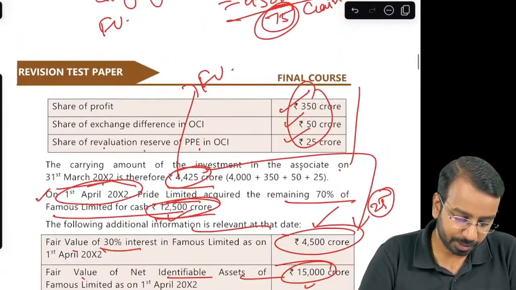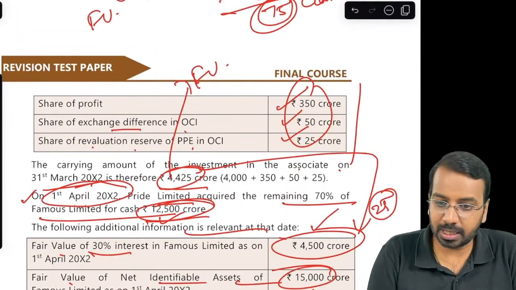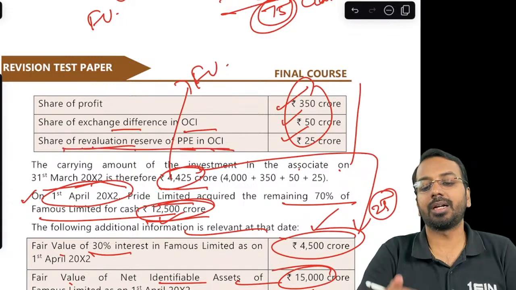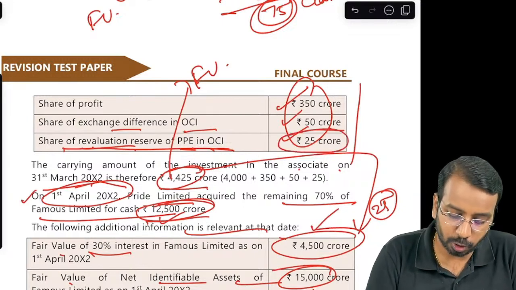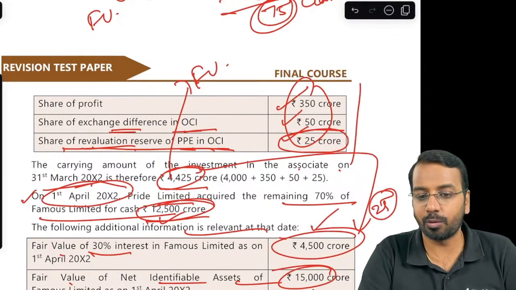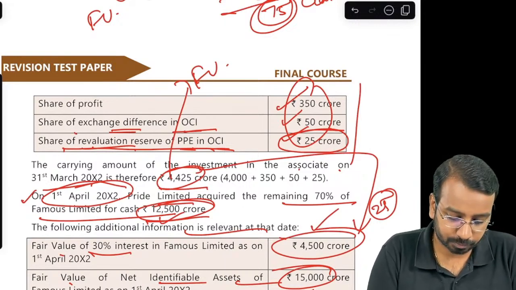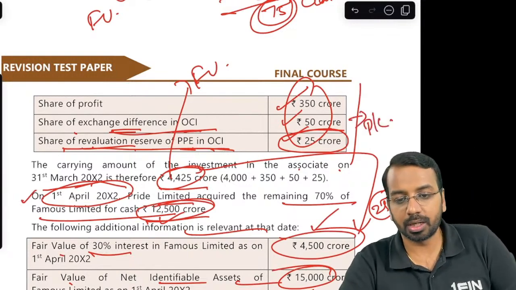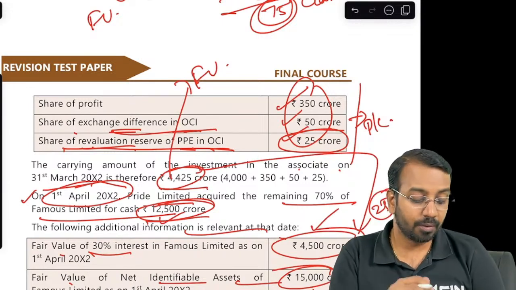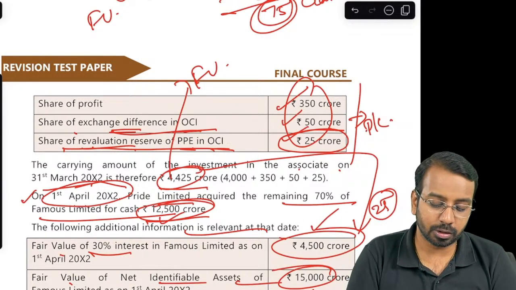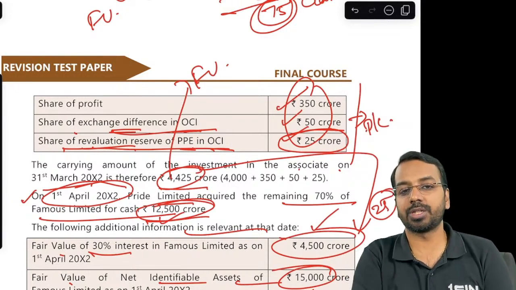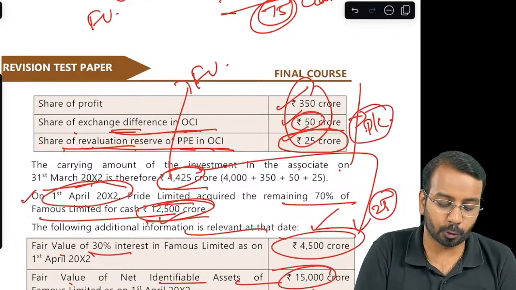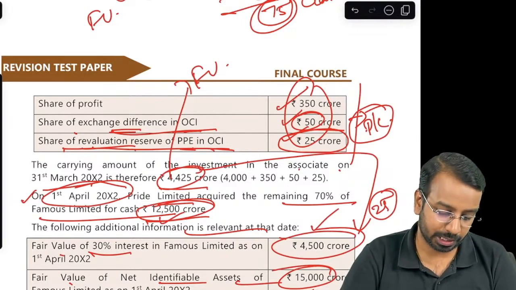Then they have also said that you have taken exchange difference in OCI and you have taken revaluation reserve in OCI. Now, revaluation reserve will continue to remain in OCI. So that part will not be changed. But the exchange difference, whatever is there in OCI, which is unrealized gain, this will also be transferred to the P&L. So that amount of unrealized gain of 50 crores which is remaining in OCI as exchange difference will also be transferred to P&L, because now it is no longer an associate, it will be held as a subsidiary. So this part of 50 crores will also be transferred to P&L. So that is the amount to be recognized in P&L.